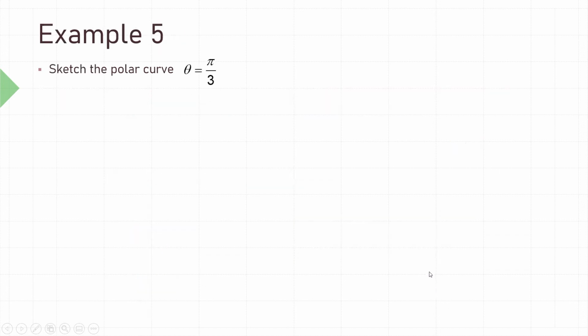Next, what if we have a polar curve given by theta equal to pi over 3? Suppose we have the polar axis with the origin or the pole here. We have the angle pi over 3, which is 60 degrees. So where are the points with the angle 60 degrees here? Suppose I want the polar coordinate negative 3, pi over 3. Of course we have it here.